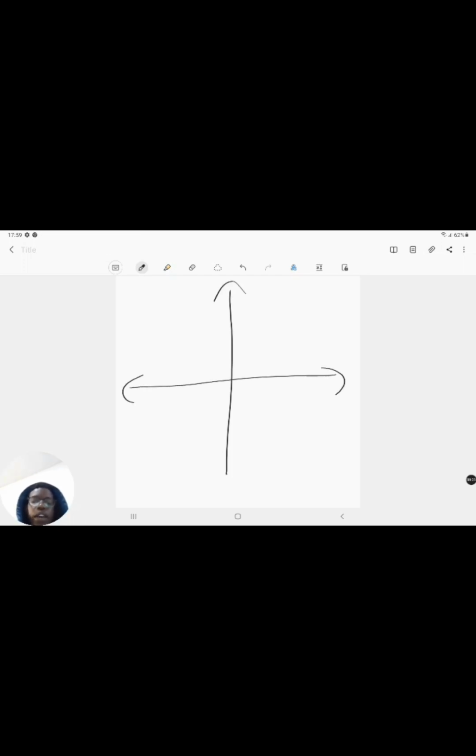There's your Cartesian plane there. And then you draw in your graph. Let's say I draw in my graph that looks like that. There's my graph that looks like that there. Okay, now is this a function or not?